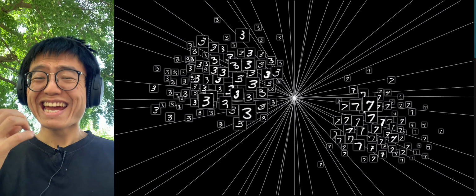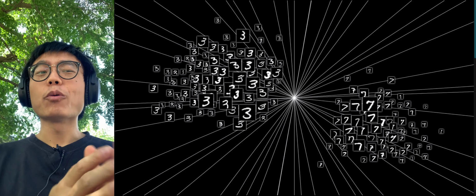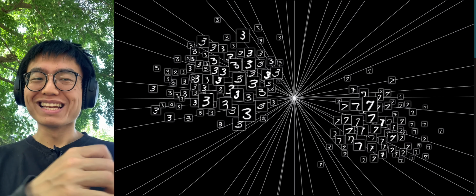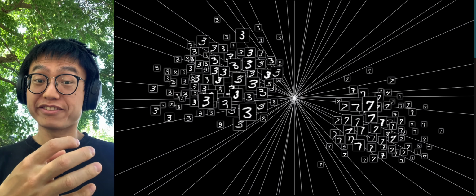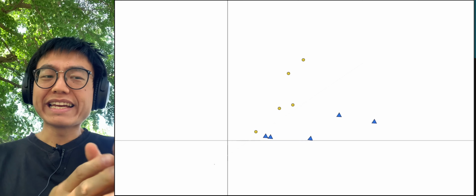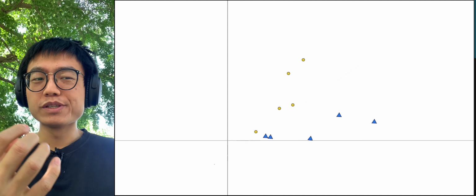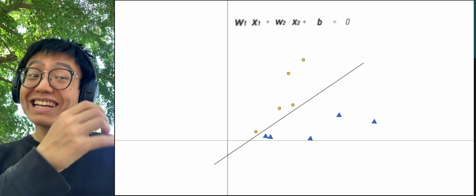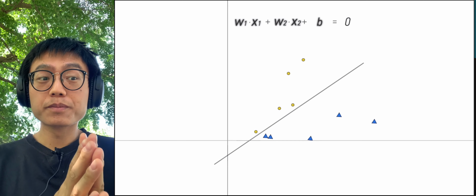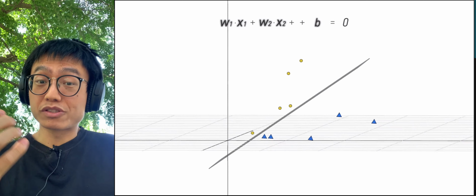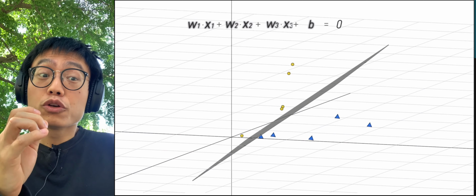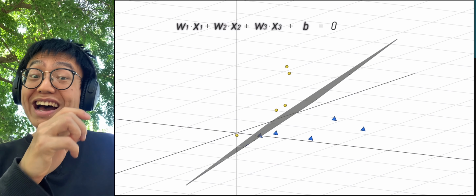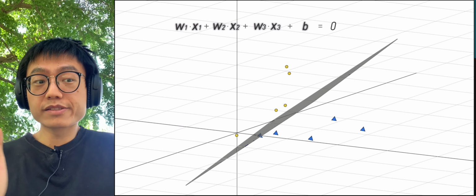What we need to do next is easy. We can ask the machine to draw a line to separate 3 from 7. In a two-dimensional space, with a one-dimensional straight line, we can divide it into two parts. In three-dimensional space, we need a two-dimensional plane to divide it into two pieces.